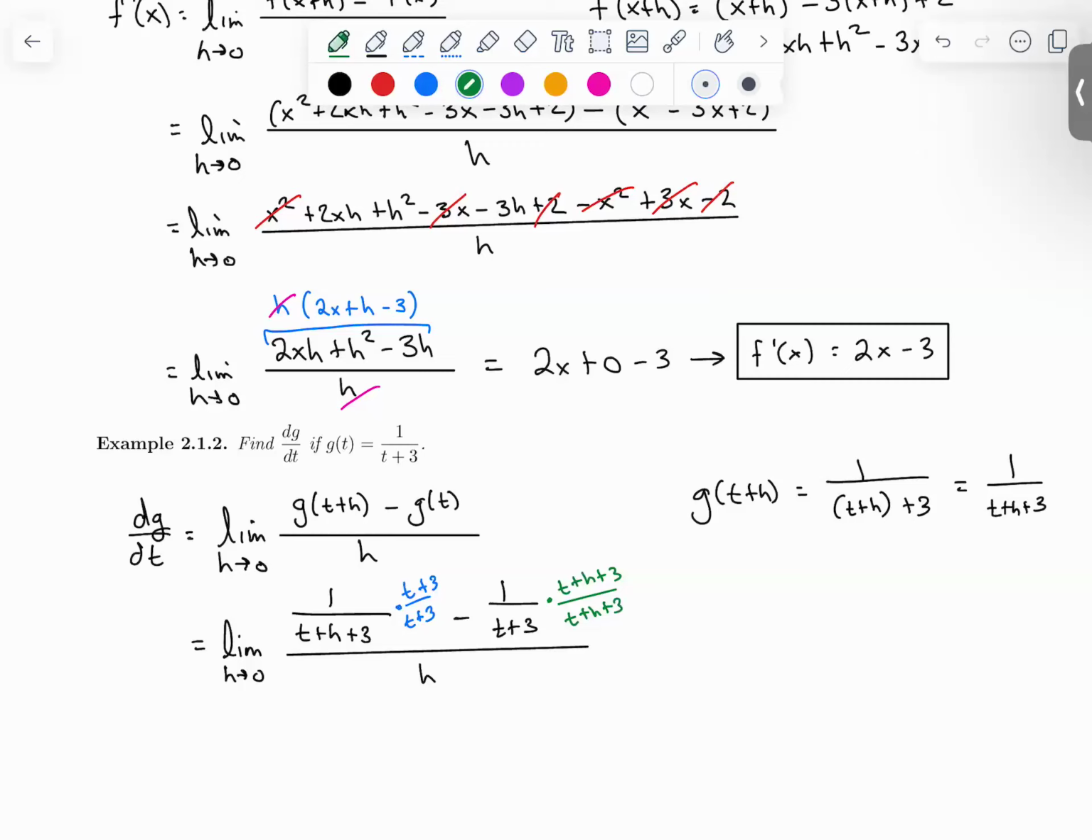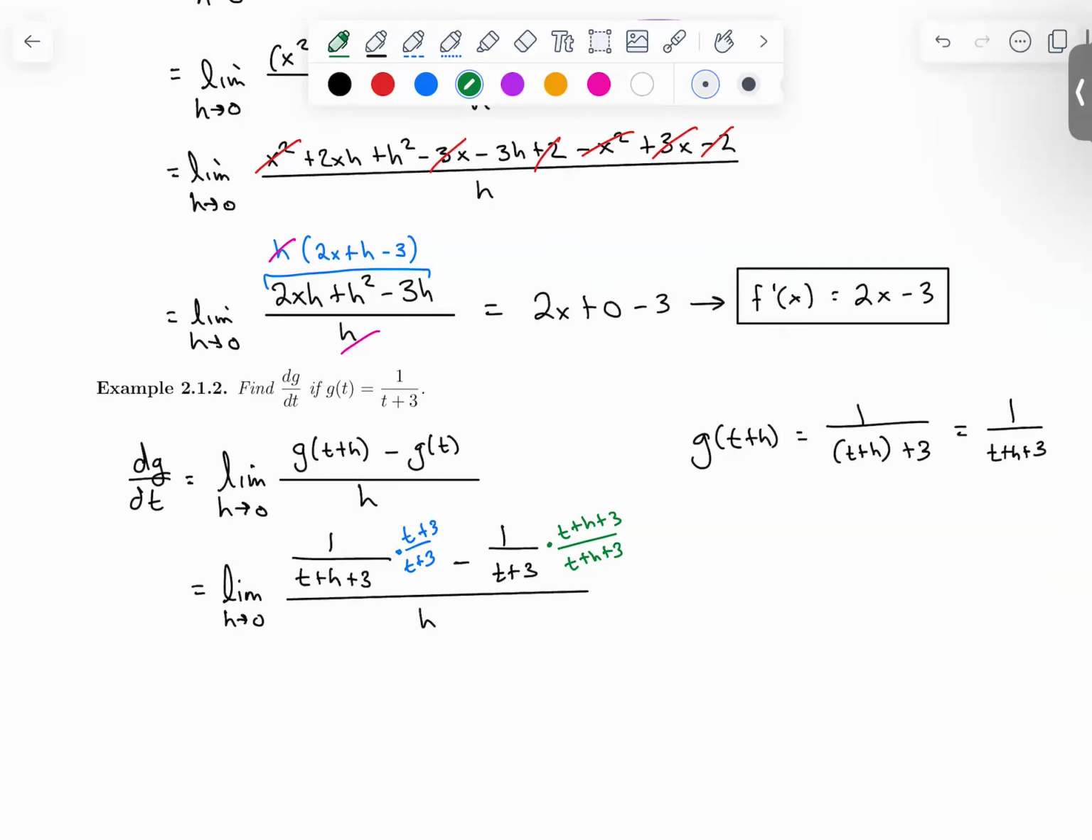Granted, if you want to use the other method that I talked about when it comes to complex fractions, if you looked at that video from the algebra section, you can definitely do that method too. It'll work just as fine. But this is the convention. So that will become the limit as h approaches 0 of t plus 3 minus parentheses t plus h plus 3, all divided by t plus 3 times t plus h plus 3, and then all divided by a big bar of h.